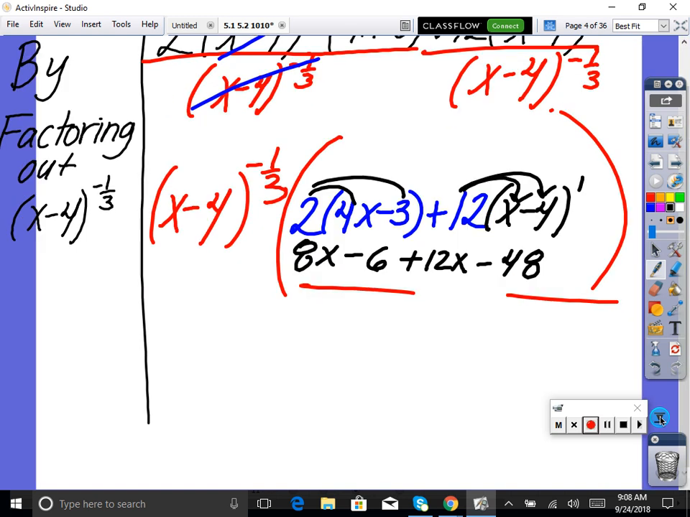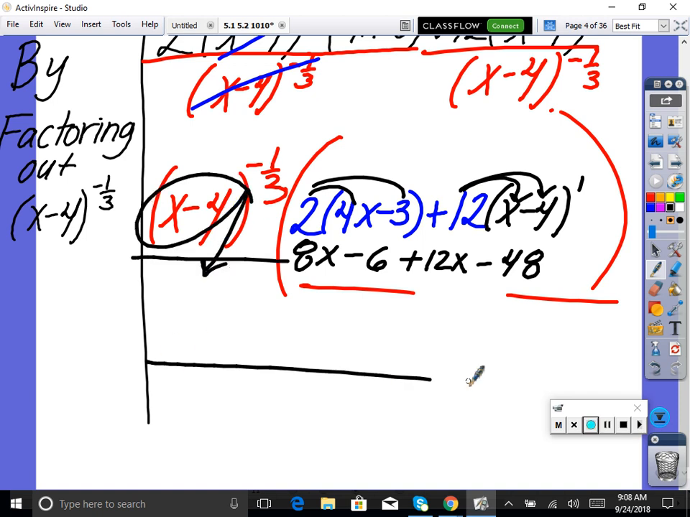Okay, so then right here, so then we combine like terms. So we have, let's just flip this while we're at it. So on bottom of our fraction, we have an x minus 4 to the positive 1/3. And now on top, we still have all this stuff. 8x plus 12x. Isn't that 20x? True? Negative 6 minus 48. 48, 49, 50, 51, 52, 53, 54. So minus 54.